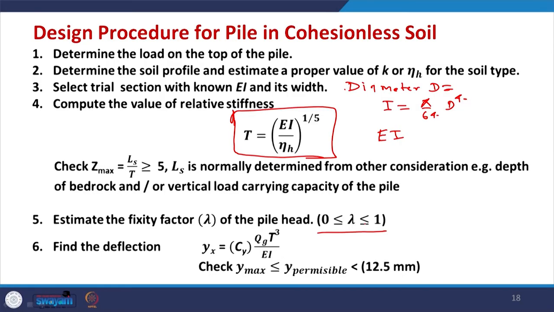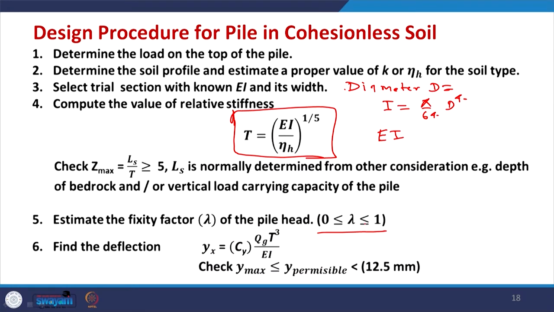And once you have fixed the value of lambda, then deflection can be calculated using this relation: yx equal to Cy Qg T cube by EI. And in this equation, because the value of Cy is not constant, rather Cy will keep varying with the depth, as a result yx will also vary with the depth.